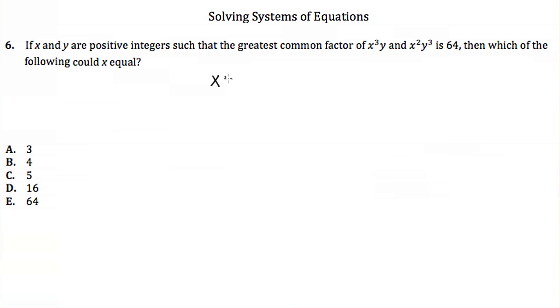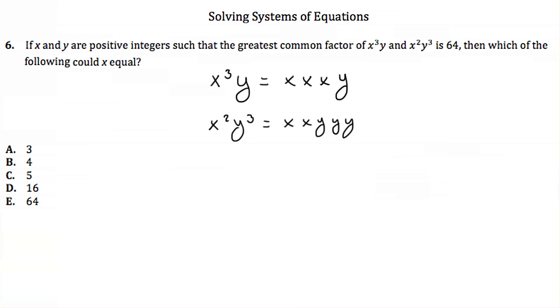My factors of x cubed y, well, they're x, x, x, and y, all multiplied together. My factors of x squared y cubed would be x, x, and then 3 y's, all multiplied together. My common factor would be 2 x's and a y. So x squared y is equal to 64 because x squared y is our greatest common factor, and we're told that that is equal to 64. So now we want to know what x could be equal to. Let's look at our answer choices.